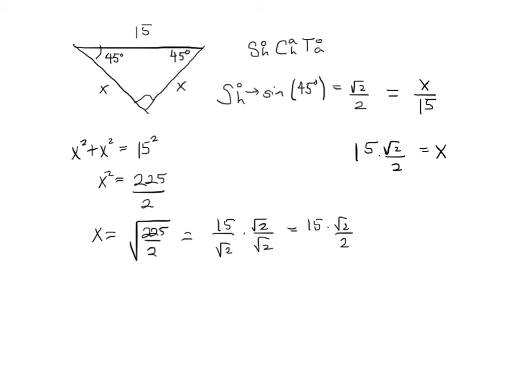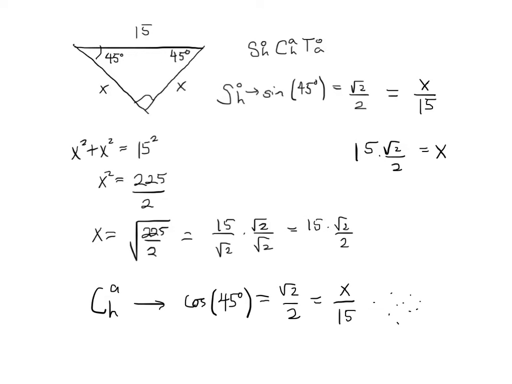Both ways. Okay, and cosine is actually exactly the same, right? Cosine of 45 degrees is also equal to root 2 over 2 from our knowledge of the unit circle, and equals this x over 15. Okay, et cetera.